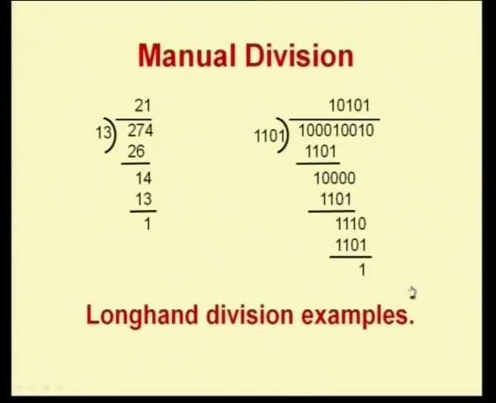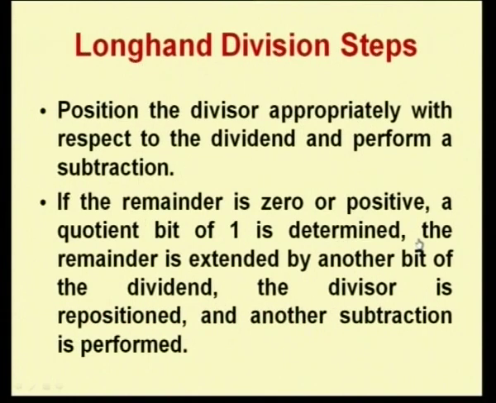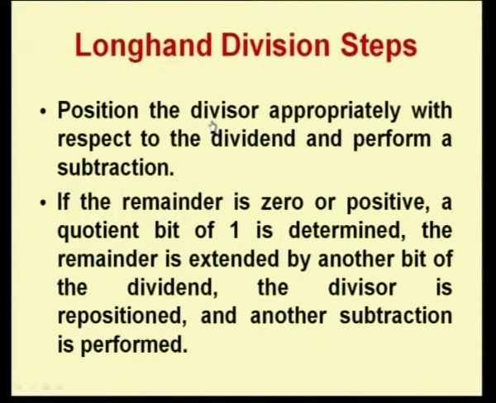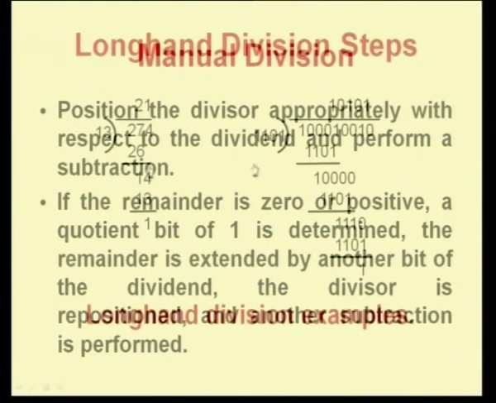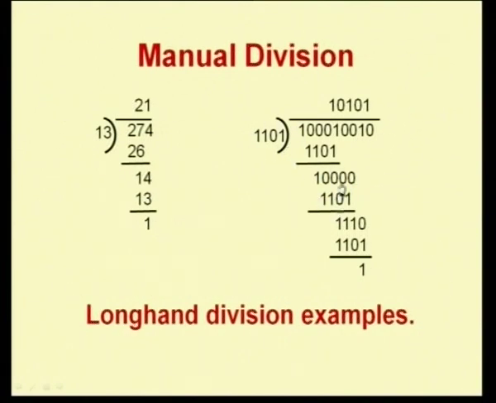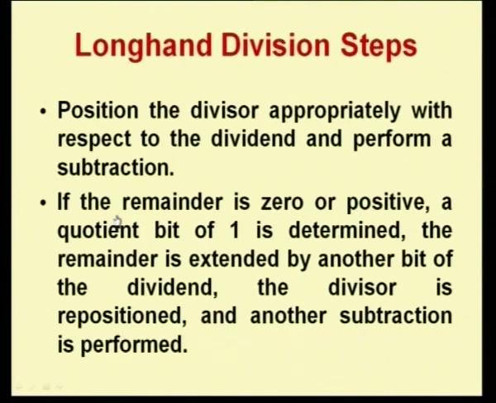So now this is what we are going to try to do using a circuit for doing division. So let us look at these longhand division steps so that we will be able to come up with a circuit which will be able to do this division. So what are we doing? You position the divisor appropriately with respect to the dividend and perform a subtraction, right. Remember that is what we do. We position the divisor correctly and then perform the subtraction. And what do we do? If the remainder is 0 or positive, a quotient bit of 1 is determined, the remainder is extended by another bit of the dividend, the divisor is repositioned and another subtraction is performed, right. This is our normal division process. If the remainder is 0 or positive, a quotient bit of 1 is determined.